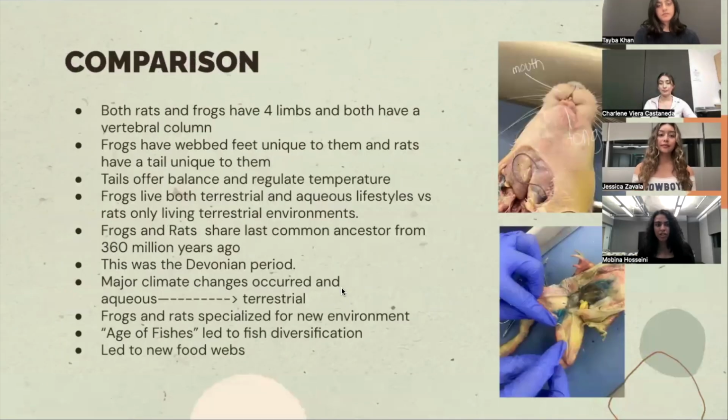Although rats and frogs share some similarities, such as having 4 limbs and a vertebral column, they also have differences. Frogs have webbed feet adapted for swimming, while rats have tails for balance and thermoregulation. Frogs are amphibious, living in both terrestrial and aquatic environments, whereas rats are exclusively terrestrial. Evolutionary studies suggest that frogs and rats shared a common ancestor around 360 million years ago during the Devonian period.